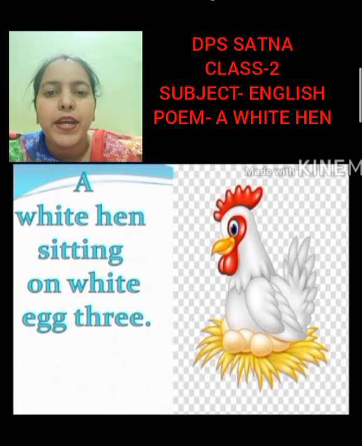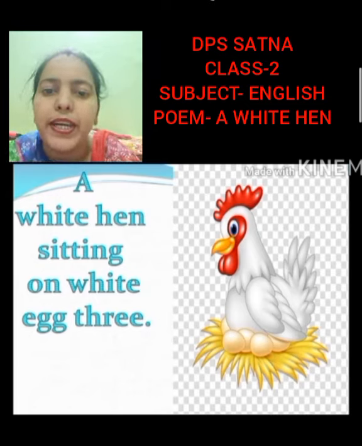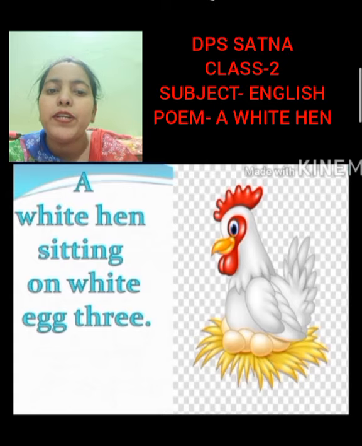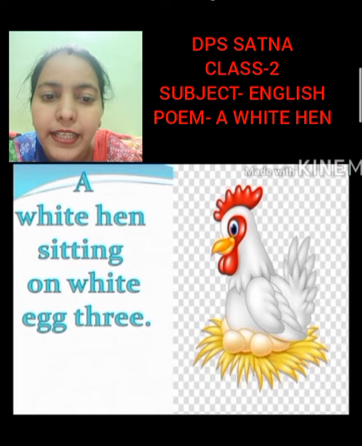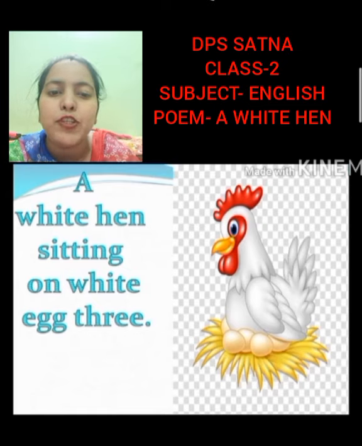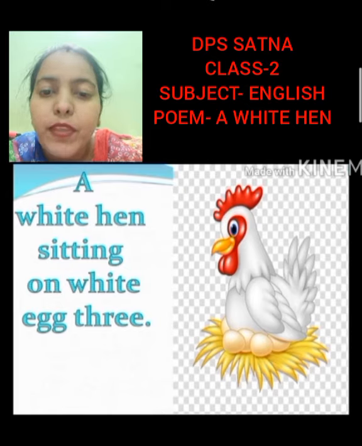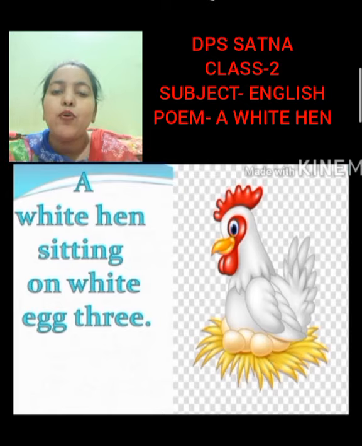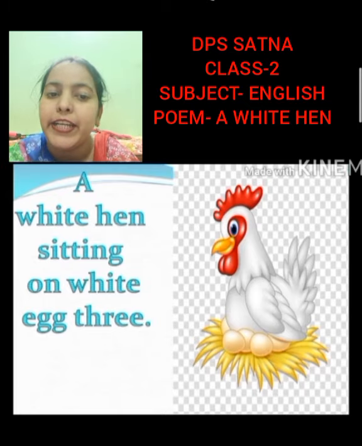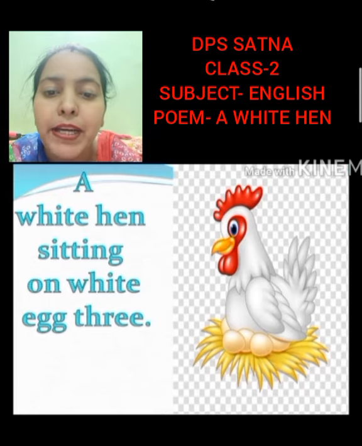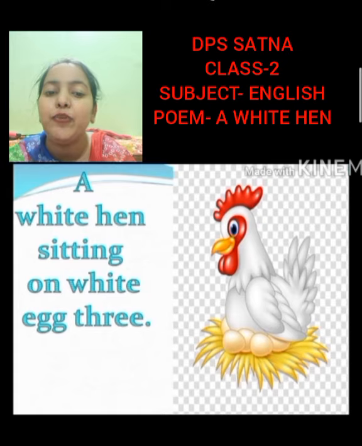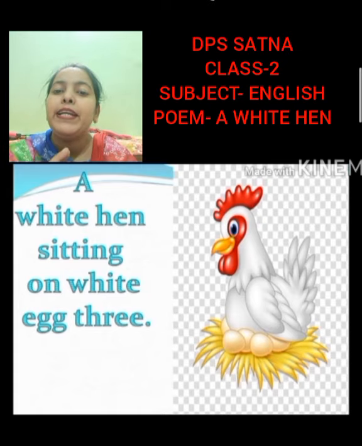Now kids, in the second exercise, what we have to do, circle the correct words to complete the sentences. So the first sentence is, the school was closed or close during the summer vacation. Summer vacation means jo cheez beet chuki hai, aur jo cheez beet chuki hai usme hum ed lagate hain. Okay, so circle closed, c-l-o-s-e-d, closed.